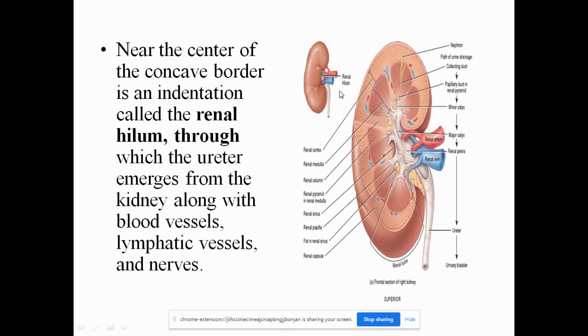This is the renal hilum. You can see here from this region to this region, it is called the renal hilum, where you can see the ureter, renal artery, and the renal vein. So near the center of the concave border, there is an indentation, an inner curvature called the renal hilum, through which, as I told you, the ureter emerges from the kidney along with the blood vessels, lymphatic vessels, and the nerves. So you can see the pathway of the flow of urine.